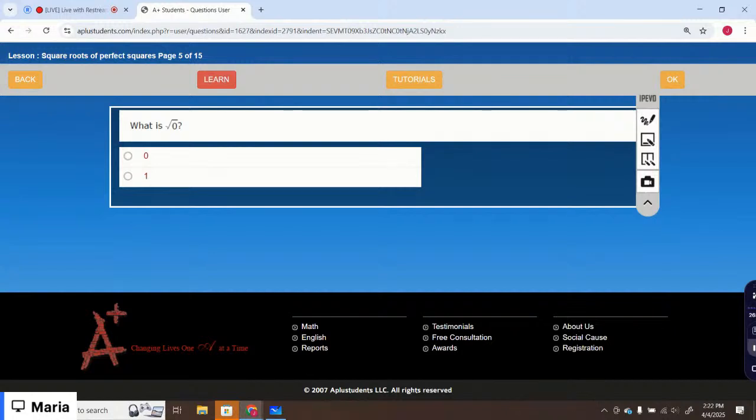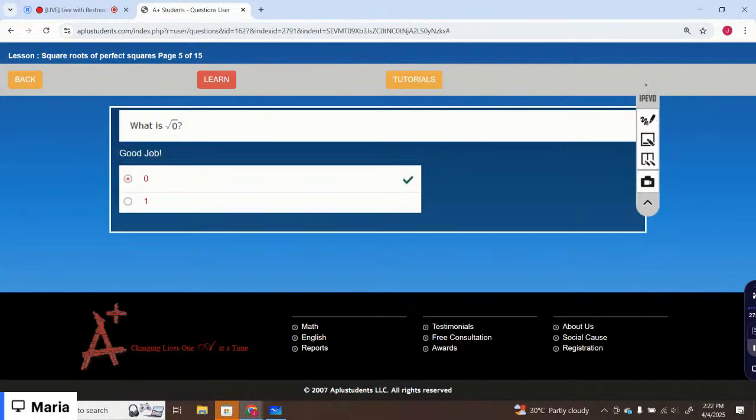What is the square root of 0? The square root of 0 equals 0. Option number 1 is the correct option.